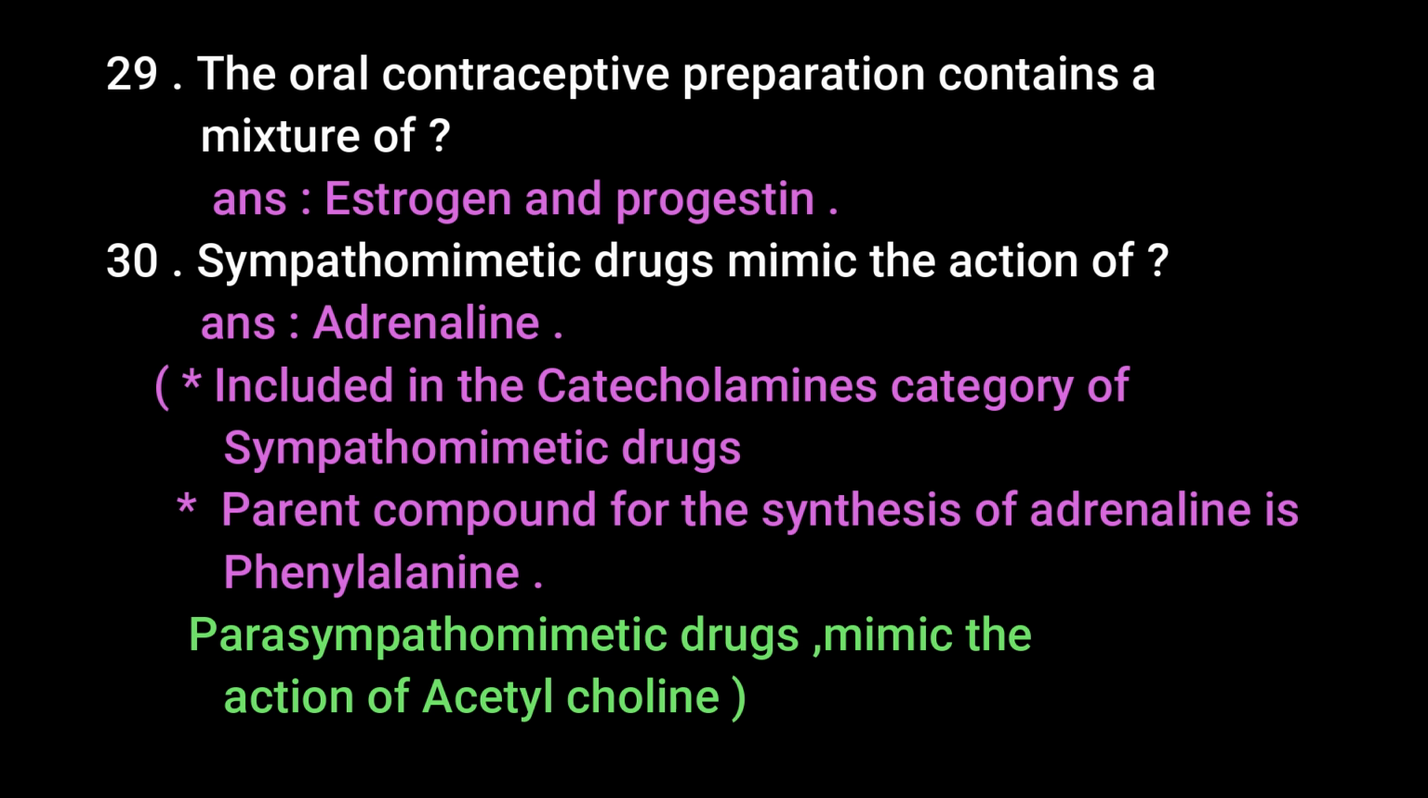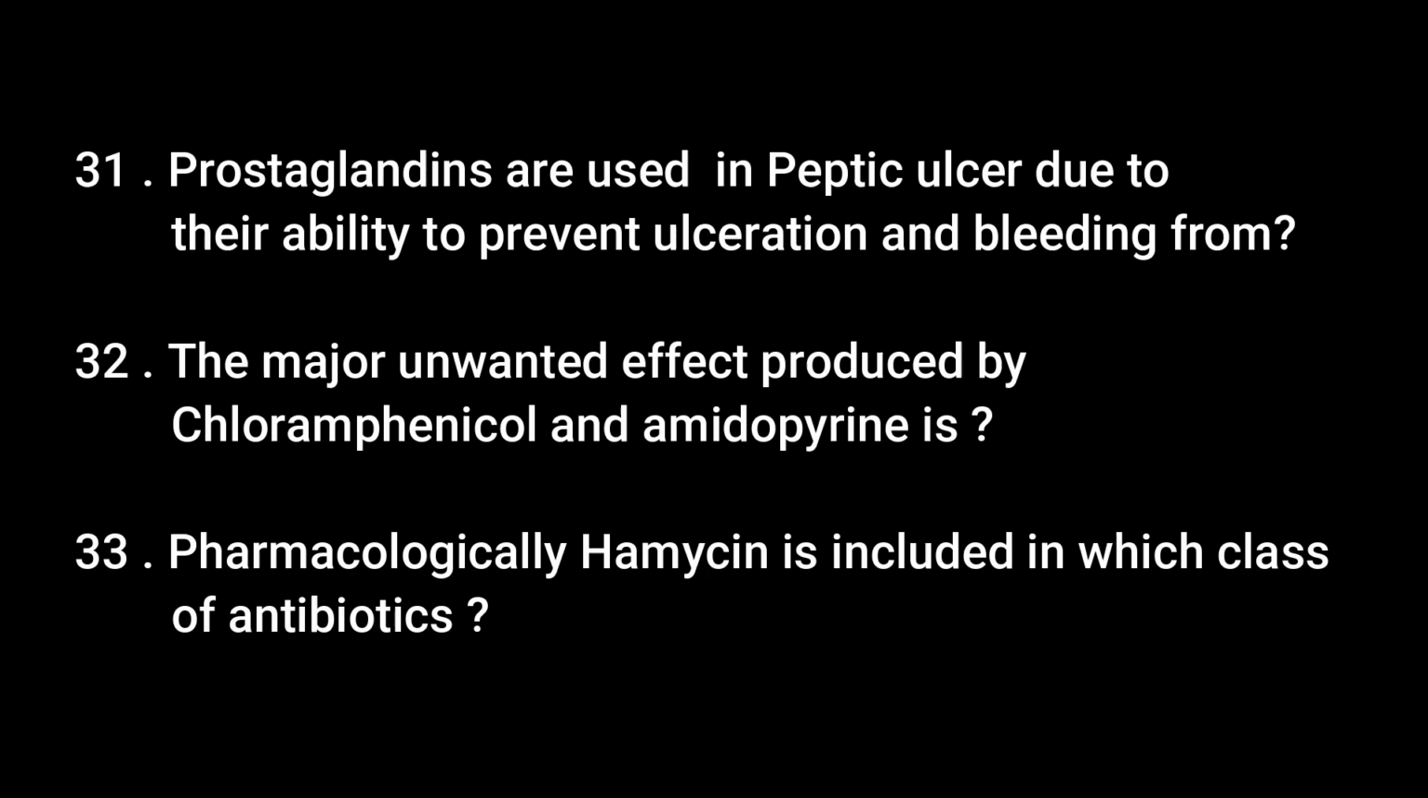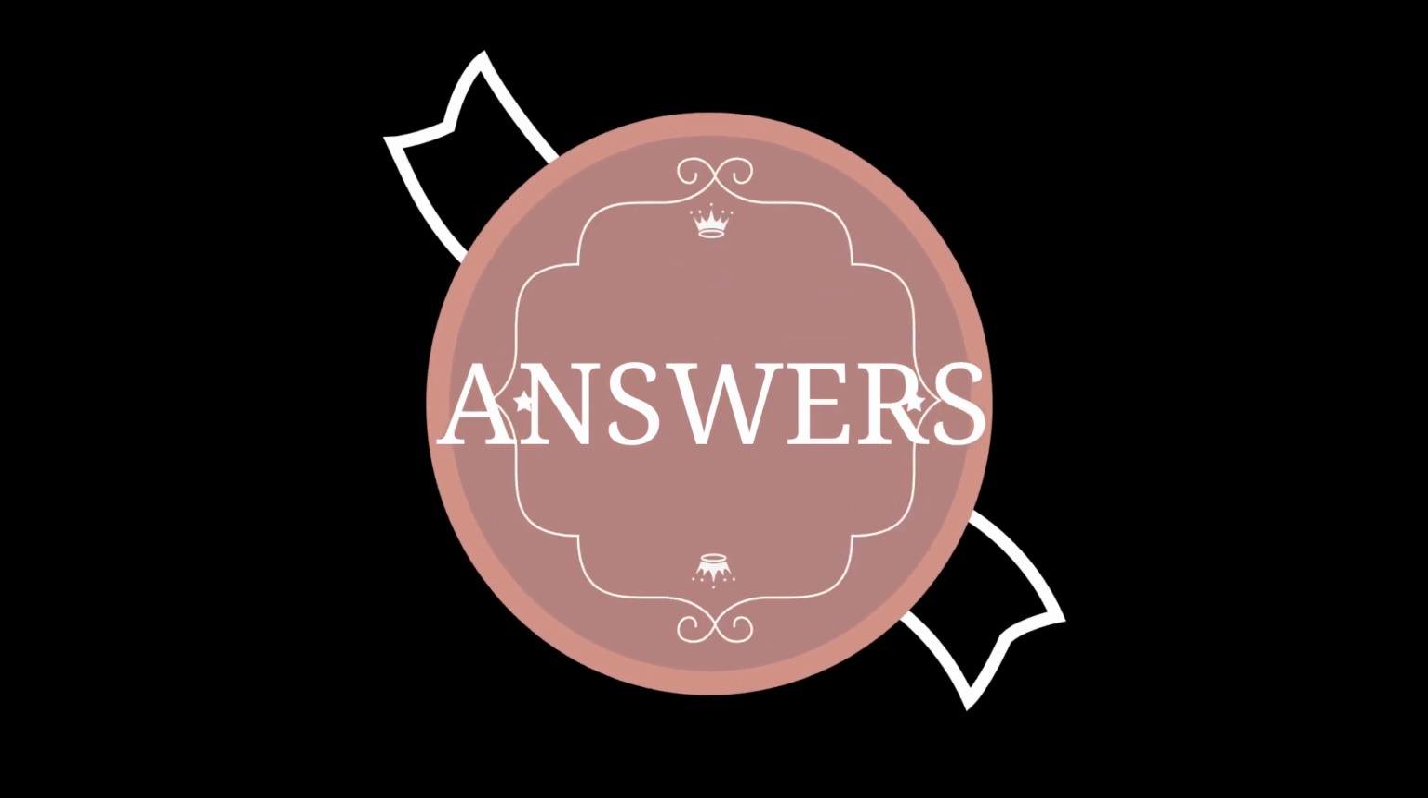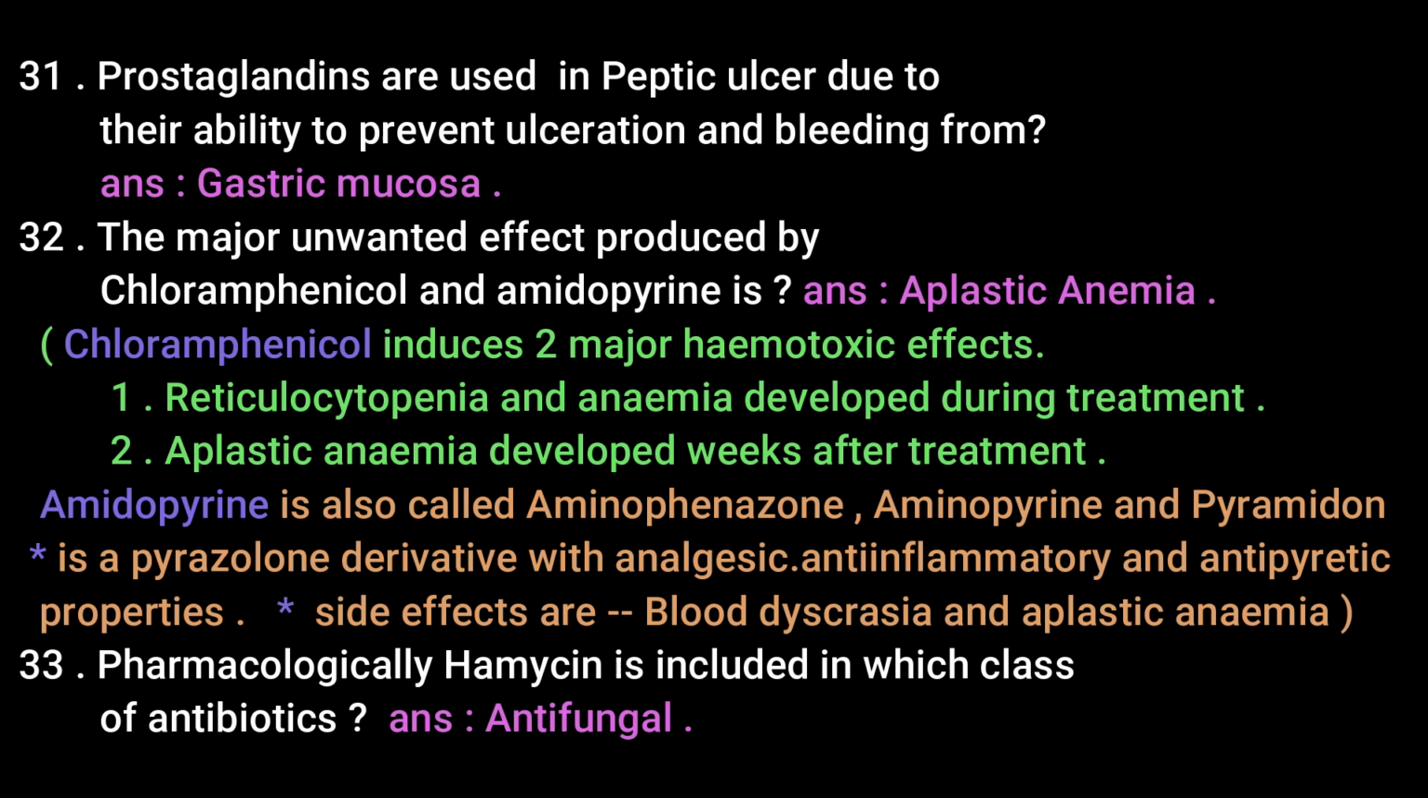Then parasympathomimetic drugs mimic the action of acetylcholine. Acetylcholine is included in the esters of choline category of cholinergic drugs, or otherwise called parasympathomimetic drugs. Prostaglandins are used in peptic ulcer due to their ability to prevent ulceration and bleeding from gastric mucosa.